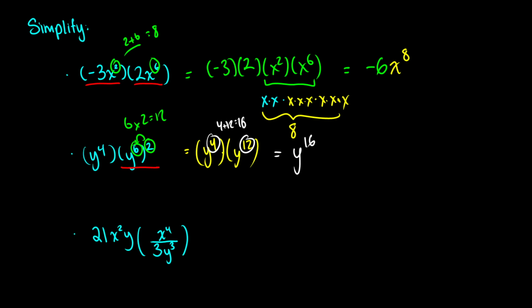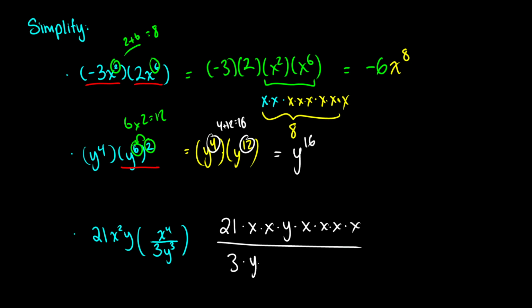The last one, a little bit more complicated. Well, that's fine. Okay, 21x squared times y times x to the 4 over 3y cubed. Okay, let's just multiply these all out. In fact, I'm just going to write everything out here because there's not too much. So 21 times x times y times x to the 4, so that's x times x times x times x. Okay, that's what the top looks like. The bottom is, okay, 3 times y cubed, so times y times y times y.